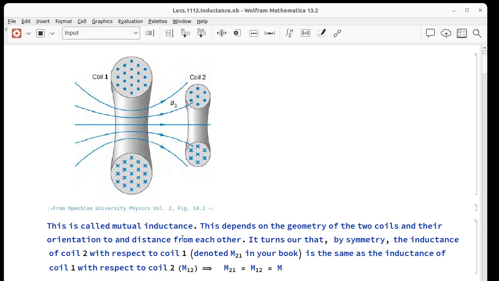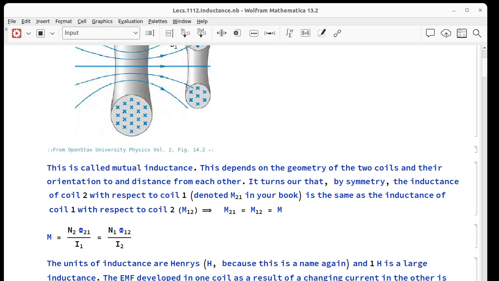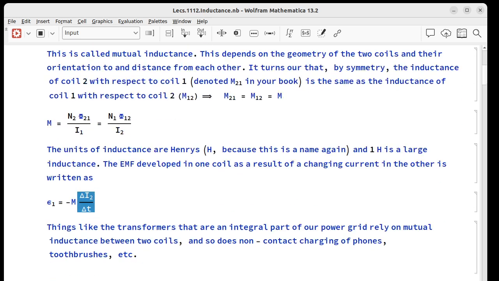The EMF developed in one coil, because the current changes in the other, we would write like this. The EMF developed in coil 1 depends on this M factor. There's a negative sign, Lenz's law. And it's the change in the current in coil 2 with time. Things like transformers, which we'll look at shortly, rely on mutual inductance between two coils. So any kind of non-contact charging, like for your phone or an electric toothbrush, is using this same idea of mutual inductance.